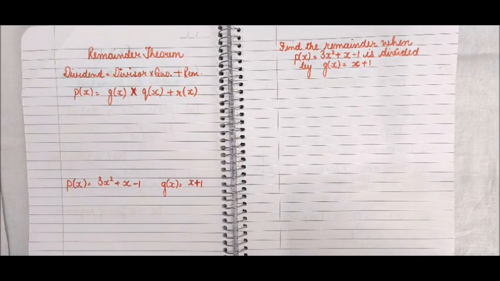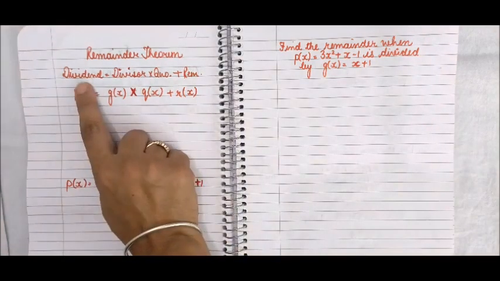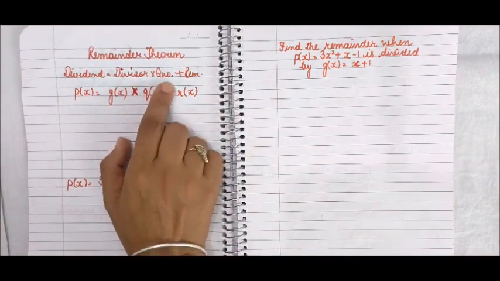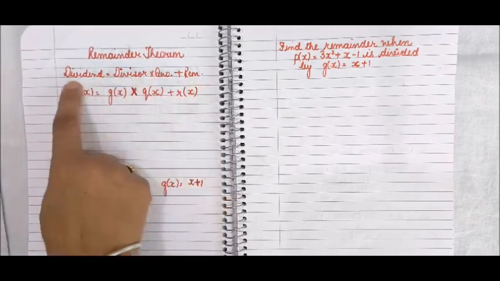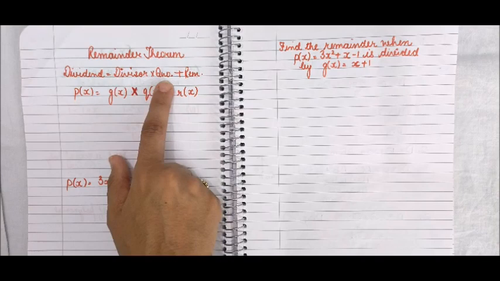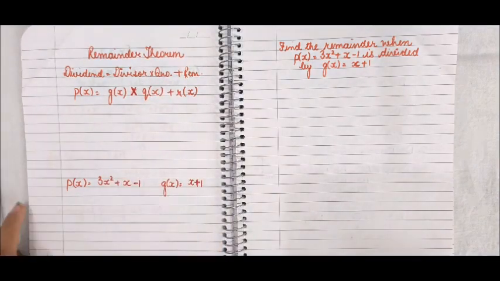Before I start with the questions, I first want to explain this remainder theorem that we have been doing from our junior classes also. You must have heard that dividend is equal to divisor into quotient plus remainder. We have been doing this from our small classes, and what is that? I will just brief you with a simple example.